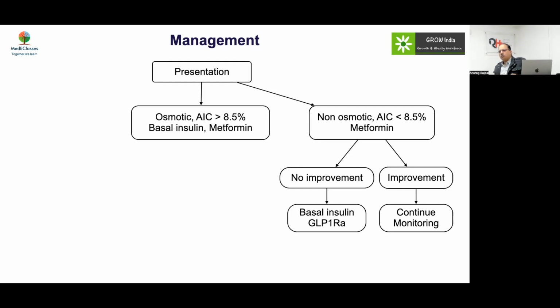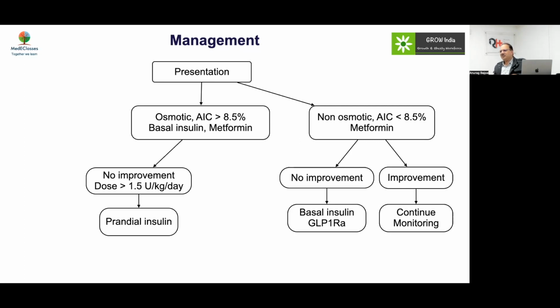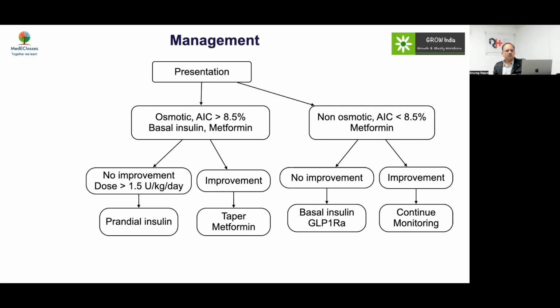Now, if there are osmotic symptoms and HbA1c is more than 8.5, they will consider basal insulin with metformin. If there is no improvement, you increase the dose and add prandial insulin. But now I would say this is the time to think of a GLP-1 receptor analog. In our study, we had 11 patients who were started on insulin and 8 of them were able to stop. Nearly all of those we were able to stop were on an additional GLP-1 receptor analog or SGLT2 inhibitors.